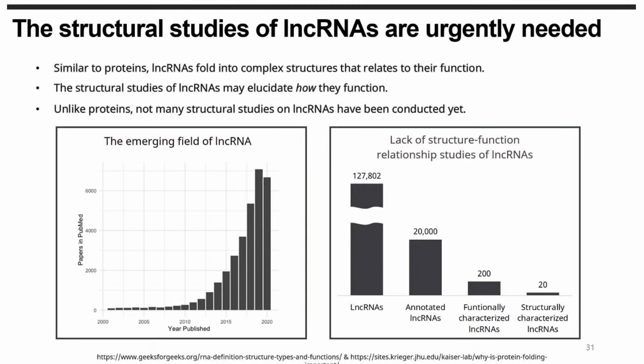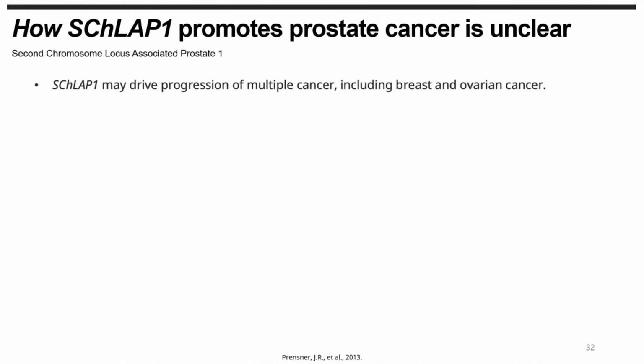However, unlike proteins, not many structural studies on lncRNAs have been conducted to date because the field of lncRNAs is relatively new. Therefore, we have a lack of structure-function relationship studies of lncRNAs. That brings us to study the notorious lncRNA called SChLAP1, which promotes prostate cancer.